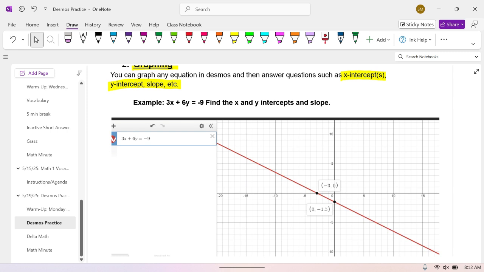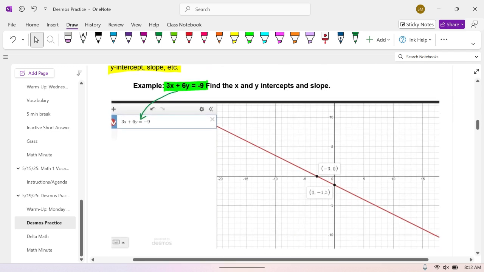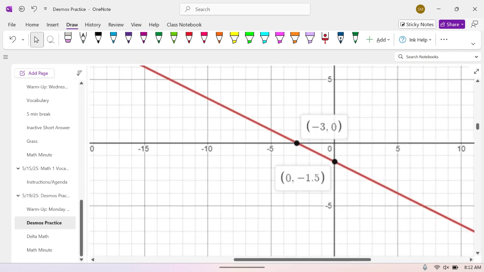All right. So let's say we had an equation in standard form. You would literally type it in exactly as you see it, including what's on the other side of the equal sign. And then we can use it to find its x-intercepts and slopes. So remember, the x and y intercepts are already graphed.